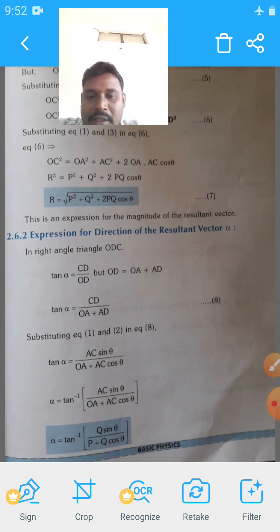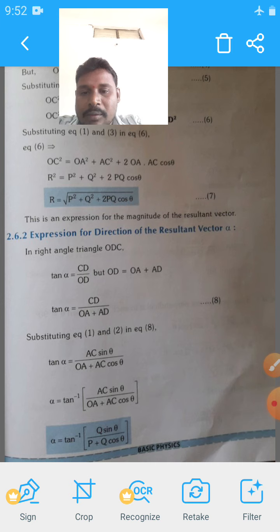Then tan alpha is equal to, in the place of CD is AC sin theta, by OA. In the place of OA you can write OA only, plus in the place of AD is AC cos theta. Why? Because AD is the adjacent side, that's why AC cos theta. CD is the opposite side, then AC sin theta.